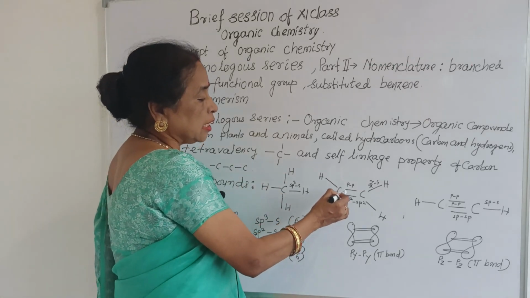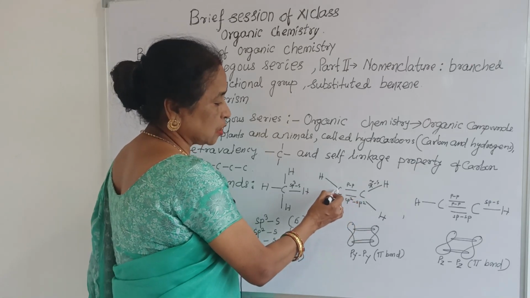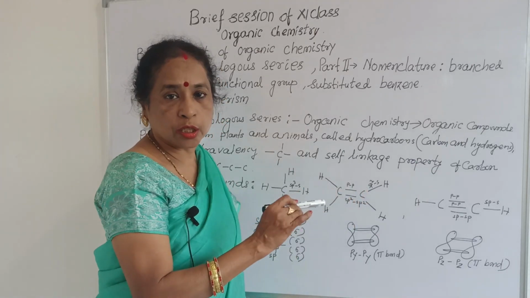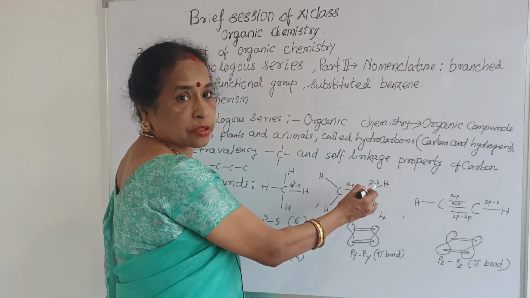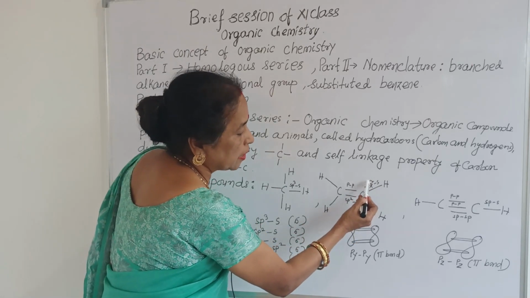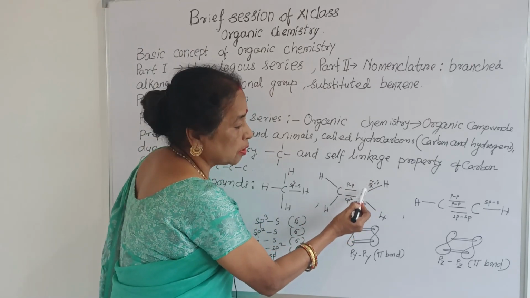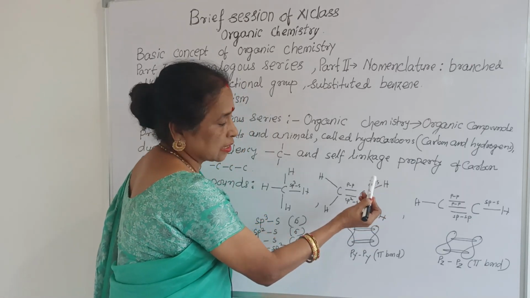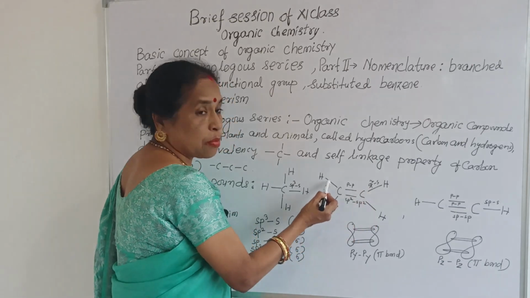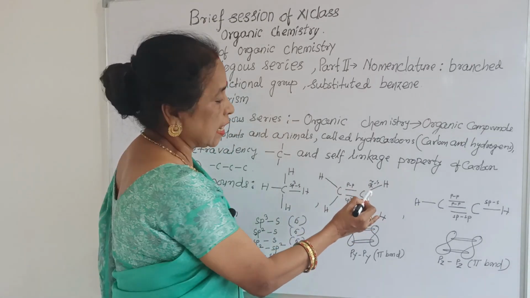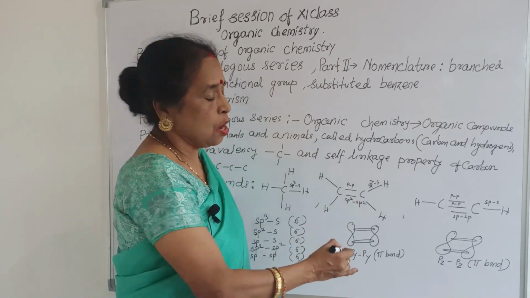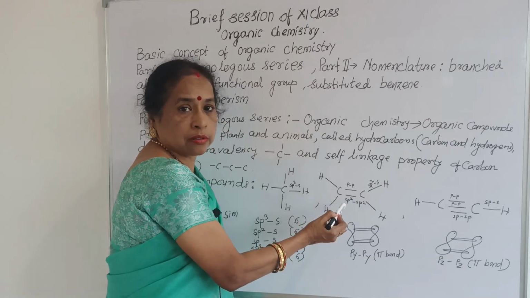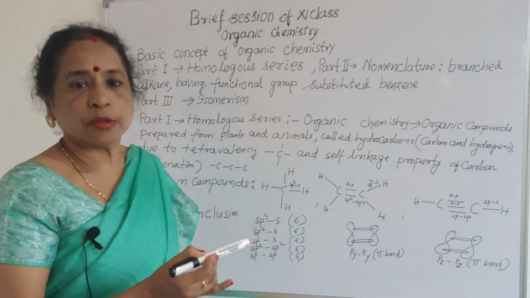Then come to ethene. Ethene contains 2 carbon atoms, and here each carbon atom undergoes sp2 hybridization. So, the sp2 hybrid orbital of this carbon overlaps with the 1s orbital of hydrogen and forms a sigma bond. Similarly, these 4 bonds are formed by sp2-s overlapping, which are sigma bonds. Now in the middle, there are 2 bonds: one is sigma, the other one is pi.